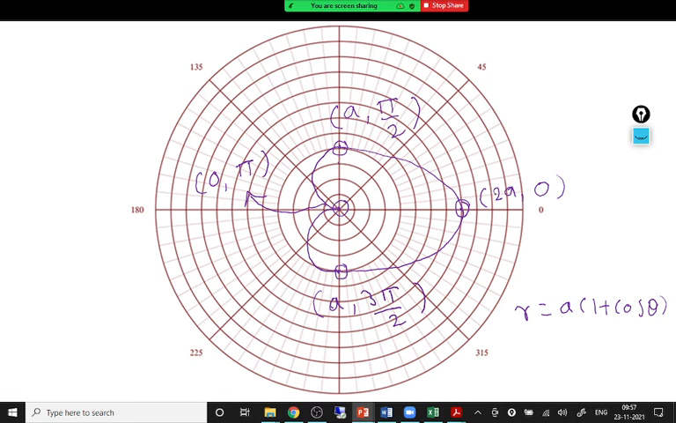Yes, got it. We are writing all coordinates in the form of r comma theta. The first term is r and the next term is theta. Here is an r and here is a theta. Here is an r and here is a theta. This is r and theta.